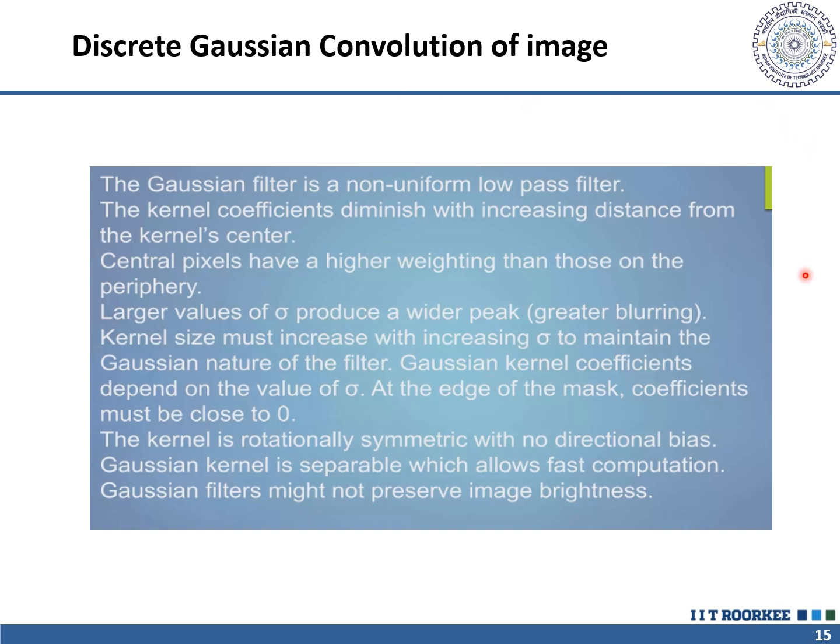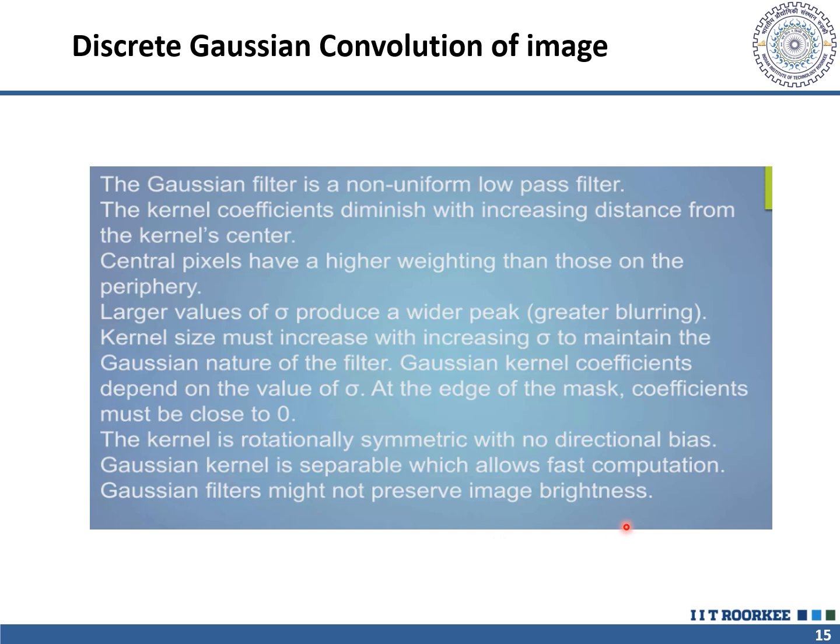The kernel coefficient diminishes with increasing distance. As you know, the Gaussian peak is highest at the center, and as you move away from the center, the coefficients or weights diminish. How fast or slow these coefficients decrease when moving away from the center peak depends upon the sigma value. Sigma tells how broad or how sharp the peak is. Central pixels have a higher weighting value, and the Gaussian kernel coefficients depend on the value of sigma.